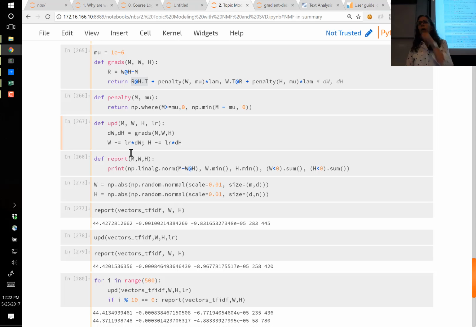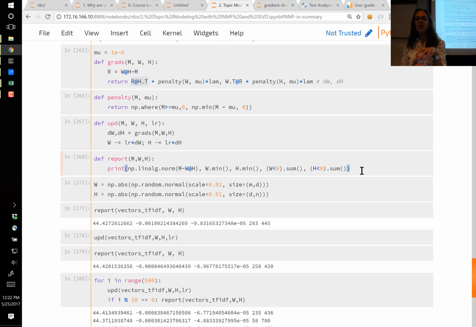And then just like what happened in the simple version with the line in the notebook, we take the learning rate, which is our step size, times the gradient. And this report method is just so that we can get a sense of how we're doing as we go along.